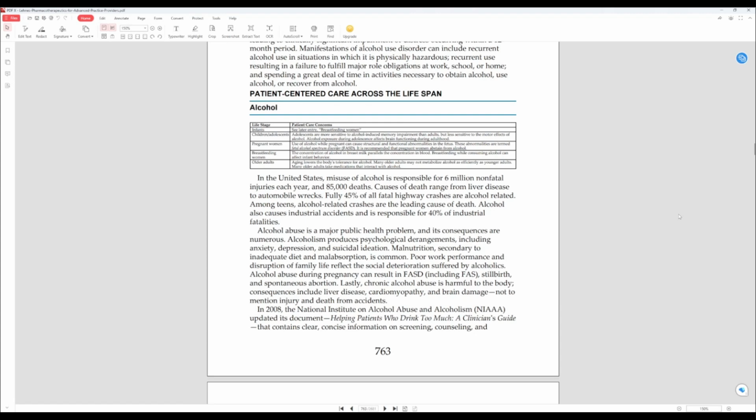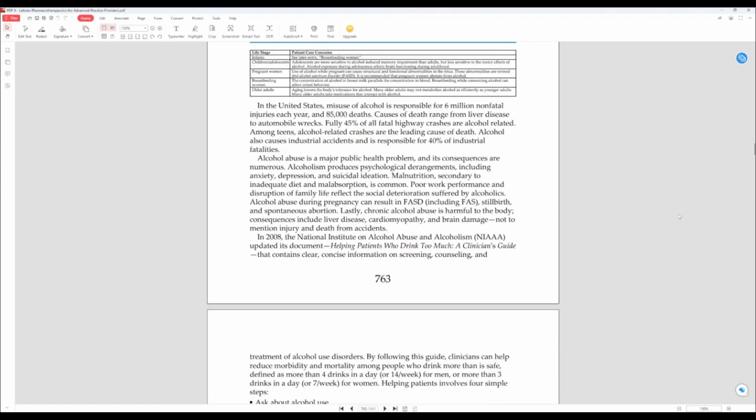In the United States, misuse of alcohol is responsible for 6 million non-fatal injuries each year and about 85,000 deaths. Causes of death range from liver disease to automobile wrecks. Fully 45% of all fatal highway crashes are alcohol-related. Among teens, alcohol-related crashes are the leading cause of death. Alcohol also causes industrial accidents, which are responsible for 40% of industrial fatalities.